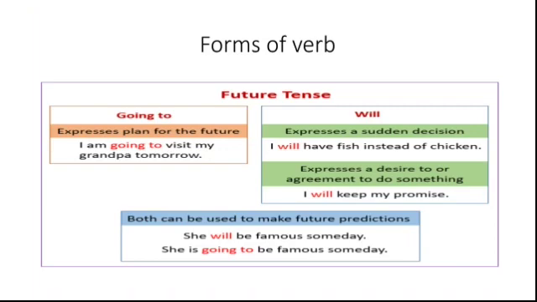To express a desire or to show agreement to do something, we use future simple tense, and the helping verb is will. Okay, for example, I'll keep my promise. That is my desire. Now we can use the going to form and the will form for future prediction, and the examples are she will be famous someday, or she is going to be famous one day.